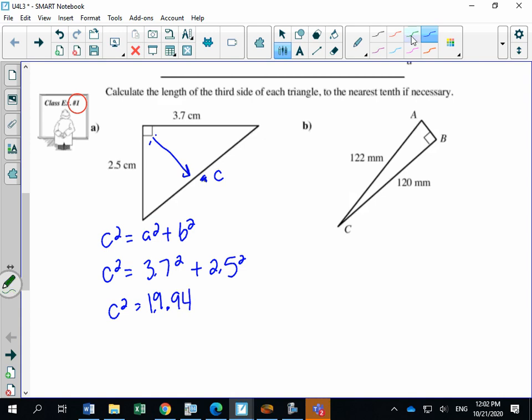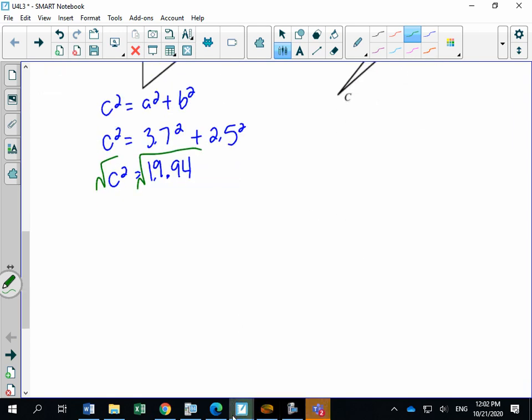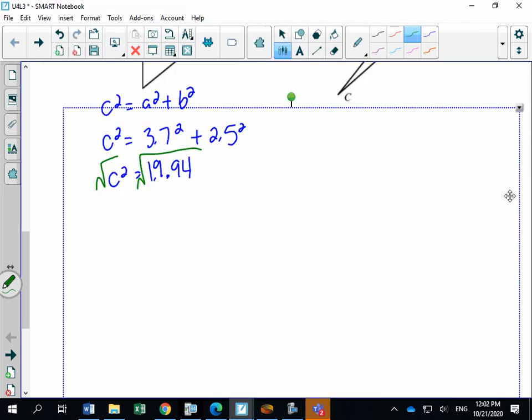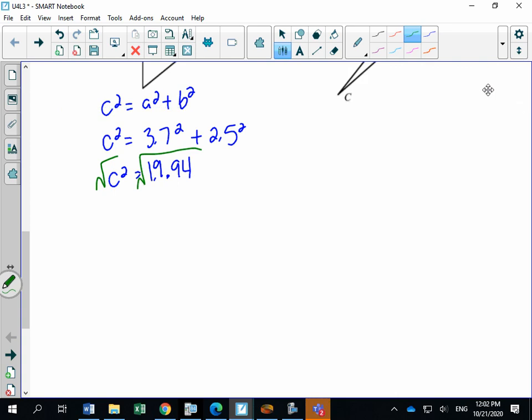And then at the end, we need to get C by itself. So to isolate C, you would square root both sides of your triangle. And you would get the square root of my answer, to the nearest tenth would be 4.5. What are my units? They should say in the question, centimeters, 4.5 centimeters. So C is equal to 4.5 centimeters.